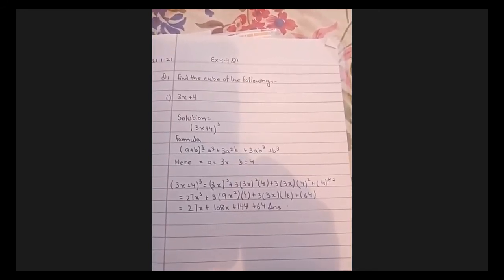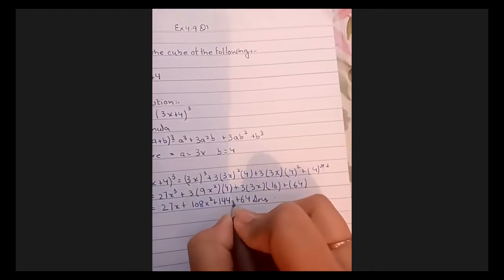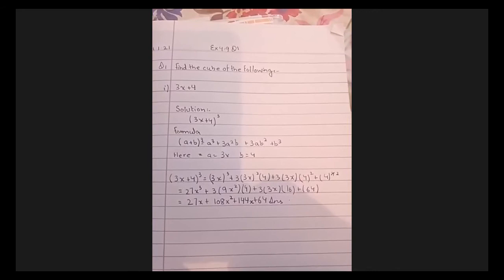Okay, who is this? Huria. Okay, Huria, 108x square and 114x. Corrected? Huria? Yes, and 144x. Now this is good. Now you may start the next question.